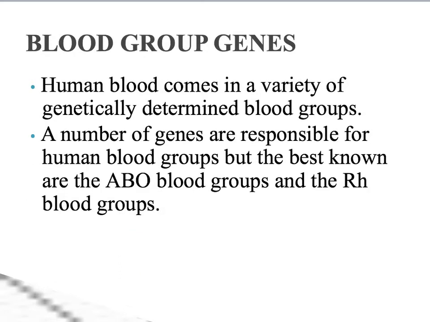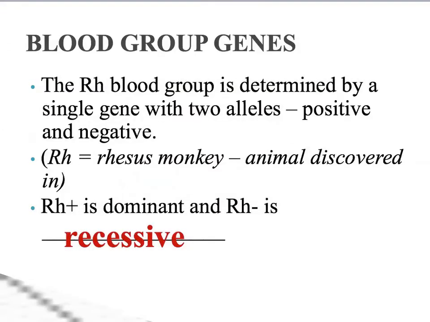Blood group genes. Again, we've talked briefly about blood type before. Comes in a variety of genetically determined blood groups. We get the ABO and the RH. Okay, the RH is determined by a recessive trait. And remember, it's called RH from the rhesus monkey. That was the animal that it was first discovered in.